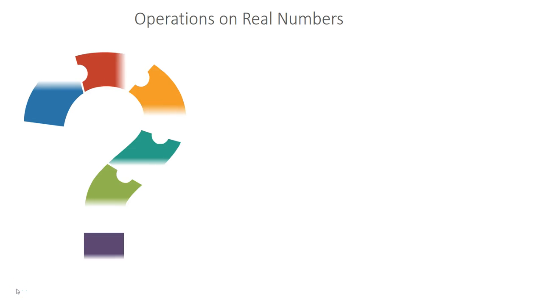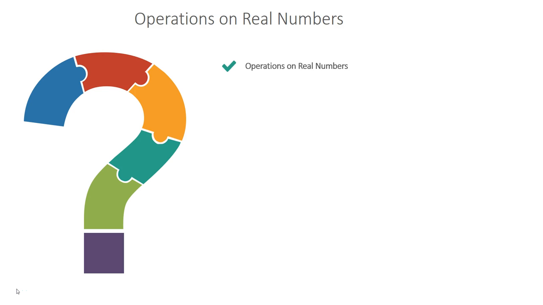In this section, we'll talk about operations on real numbers. We'll start with operations on real numbers. Then we'll talk about identities relating to a square root. And at the end, we'll take a look at some examples.